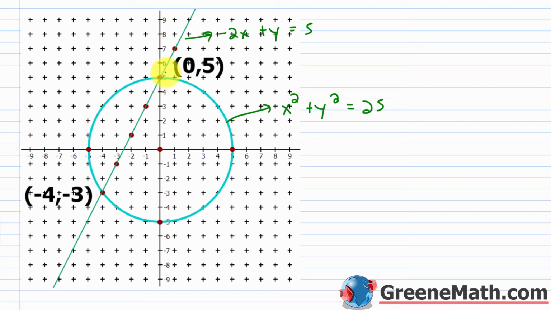And we can see that this point right here, 0, 5, exists on both of the graphs, right? It exists on the graph of the line, and it exists on the graph of the circle. So we can see that it satisfies both equations. And the same thing happens here. Negative 4, negative 3, this point is on the graph of the circle. It's also on the graph of the line.